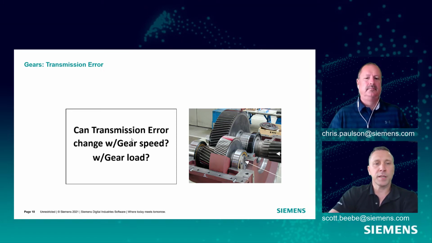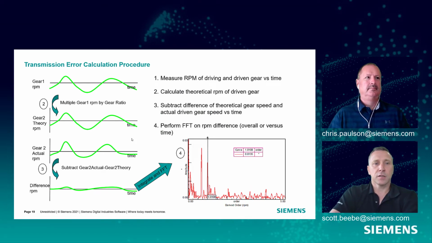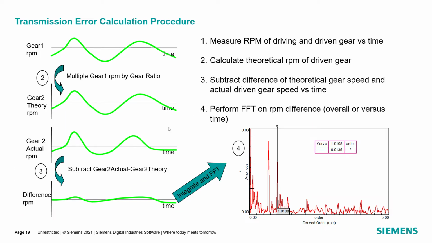And the question here would be, can transmission error change with speed or load? And the answer to both of those questions is yes. So as I go up in speed, I have different shaft frequencies that are being excited, and I might hit different modes of a given shaft, and that'll influence the tooth interaction between two gears. As I load or unload the gears, that's going to change that tooth interaction. And as that tooth interaction changes, then I can either increase or decrease the transmission error that we're having between the gear pair.